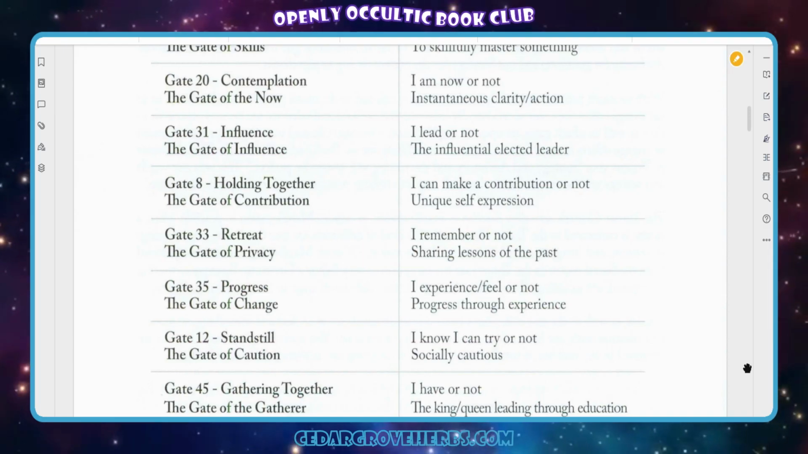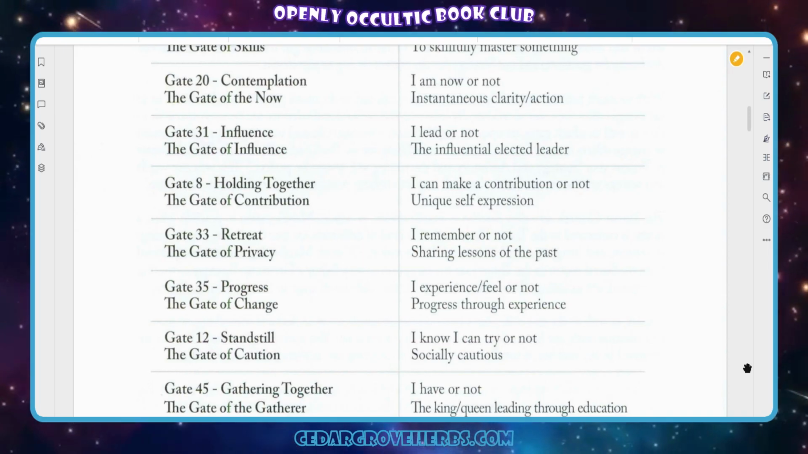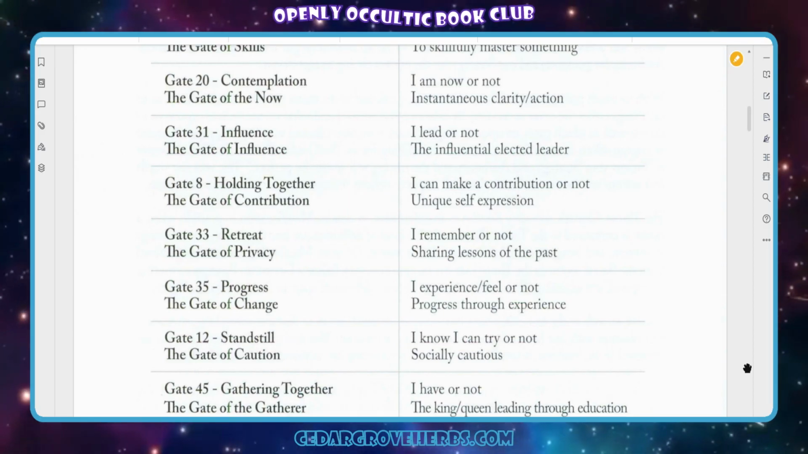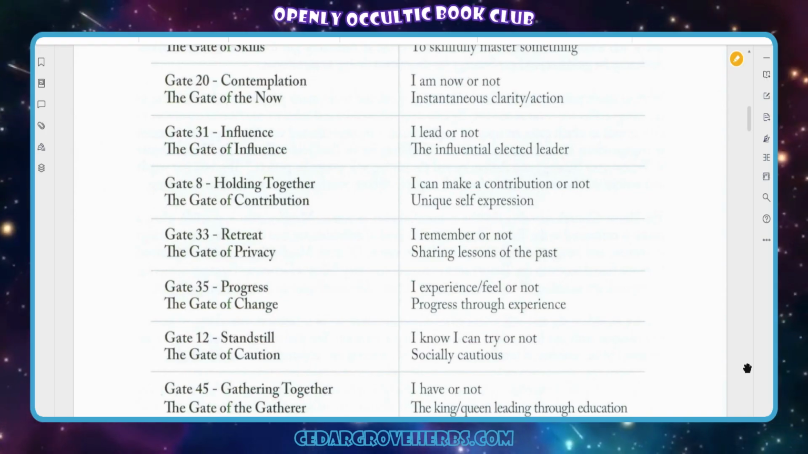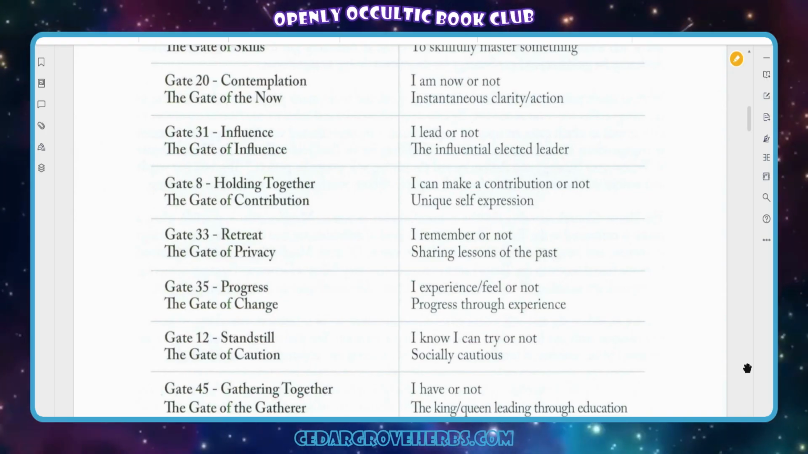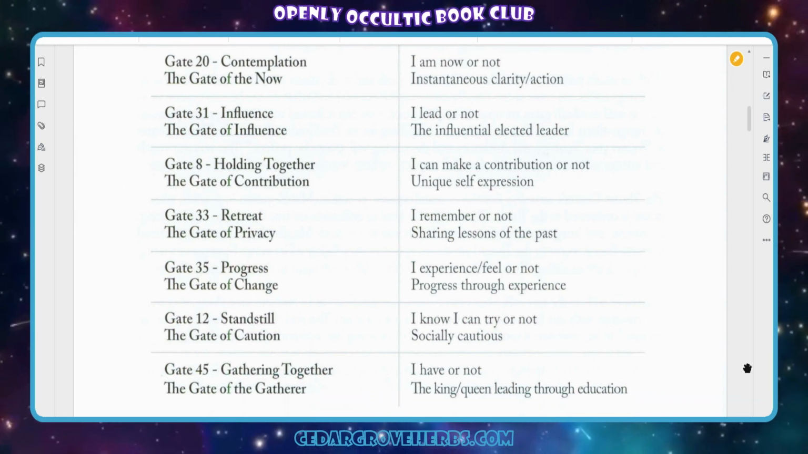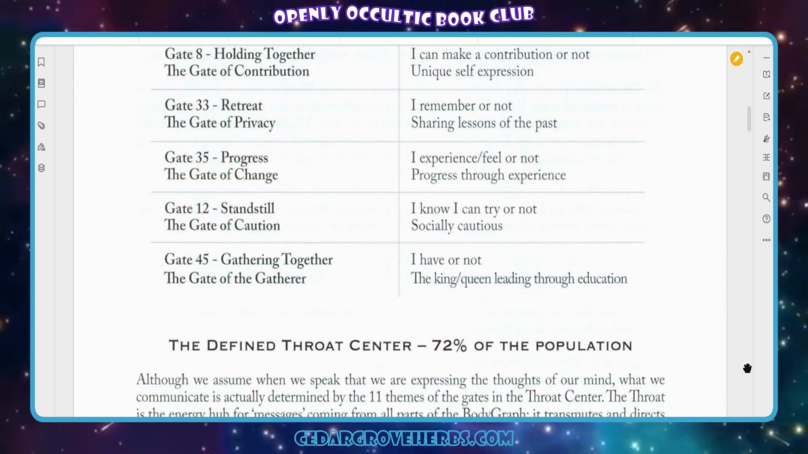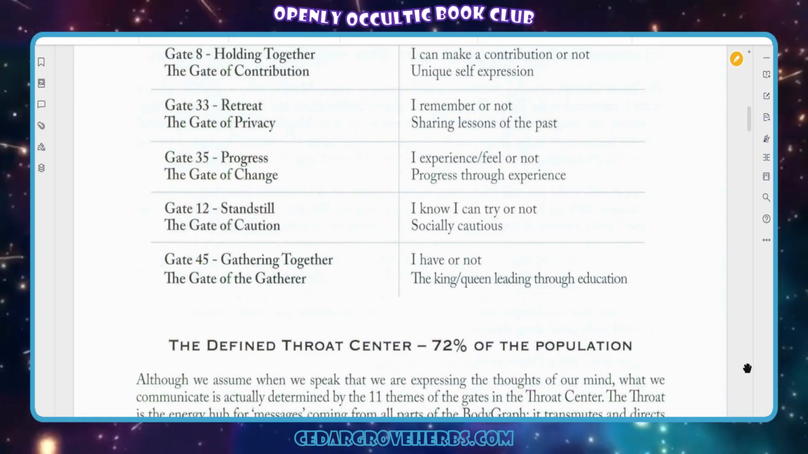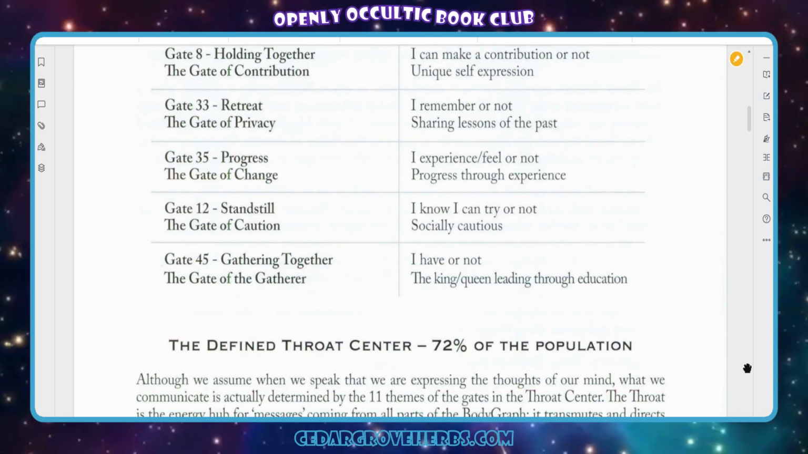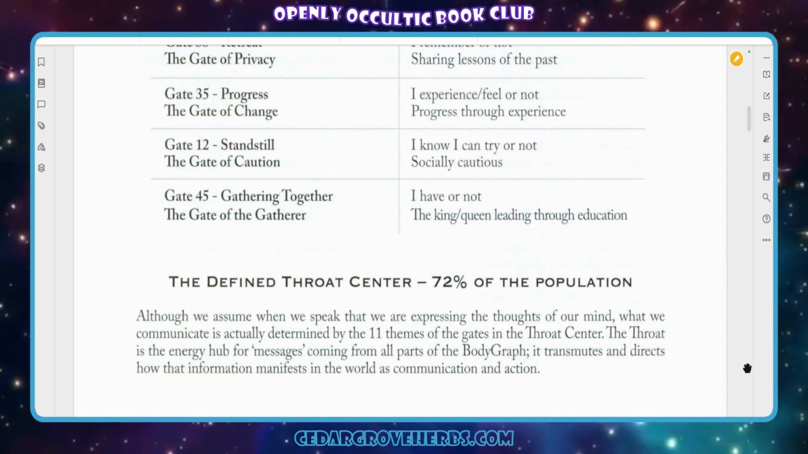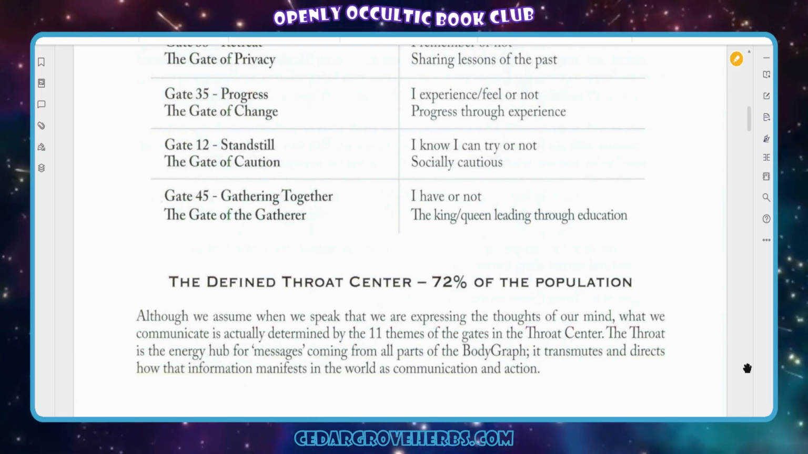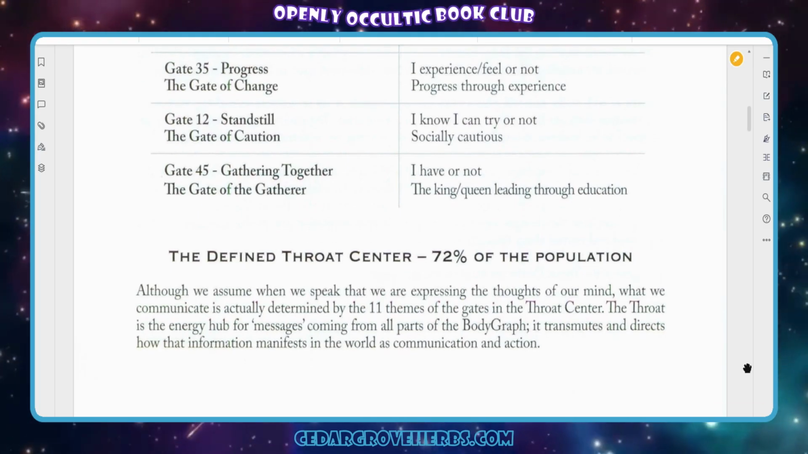Unique self-expression. Gate 33, retreat, the gate of privacy. I remember or not. Sharing lessons of the past. Gate 35, progress, the gate of change. I experience or feel or not. Progress through experience. Gate 12, standstill, the gate of caution. I know I can try or not. Socially cautious. Gate 45, the gathering together, the gate of the gatherer. I have or not. The king or queen leading through education.